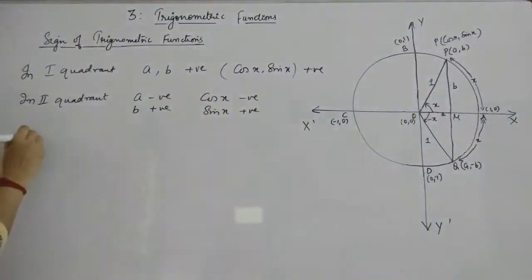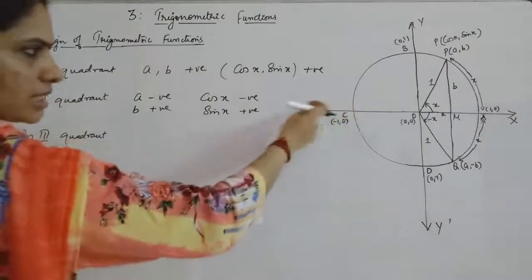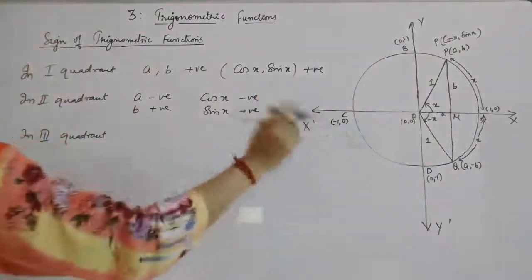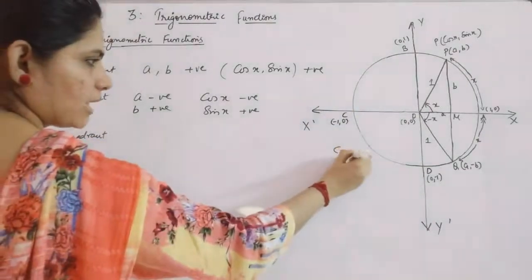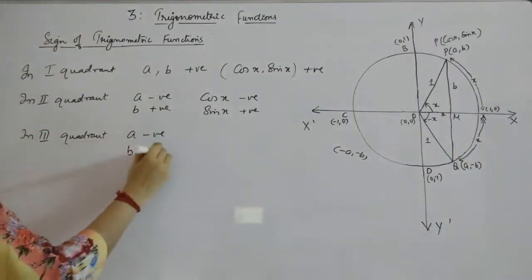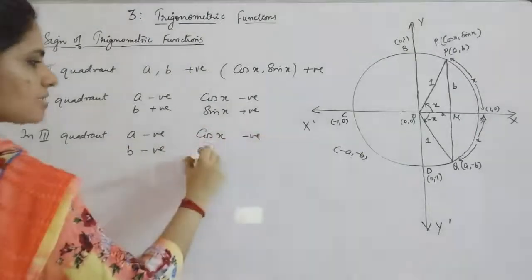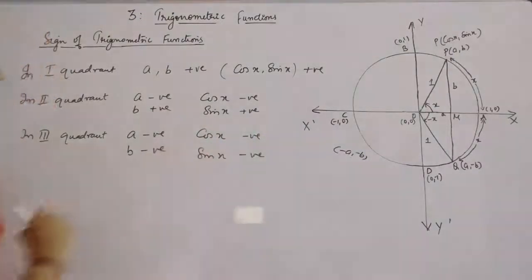Now in the third quadrant, again you have negative x and negative y. Any point here will be of the form minus a, minus b, right? So you can say that A is negative and B is also negative. That means cos x is negative and sin x is also negative, right?